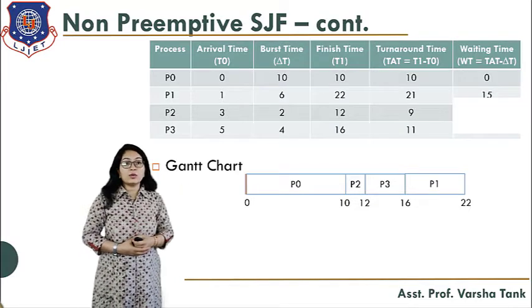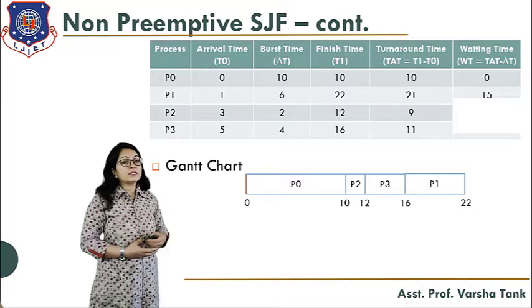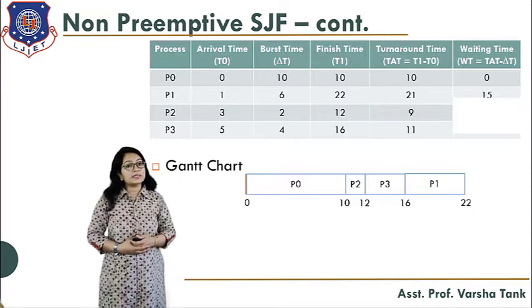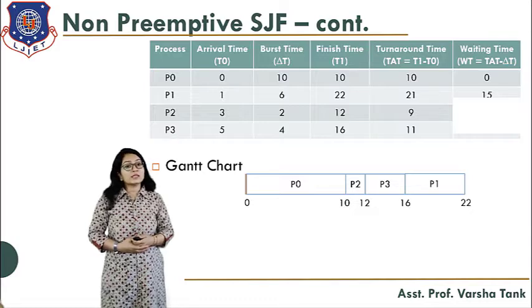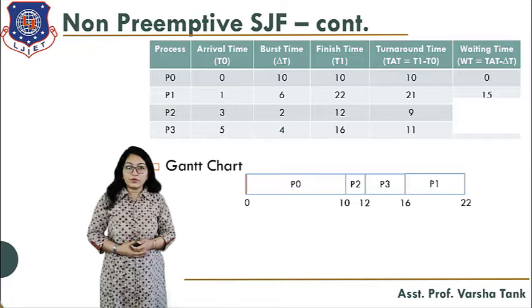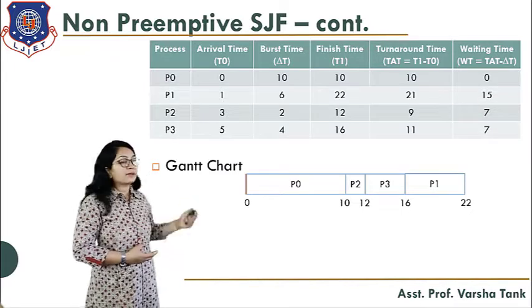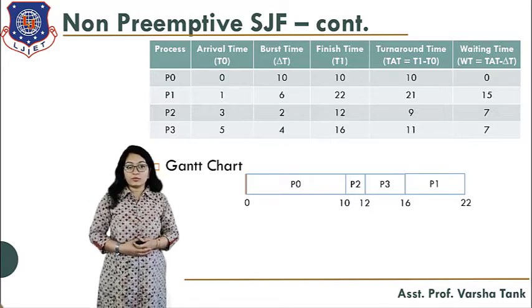Now the same way for process P1. What is the turnaround time? It is 21. Now what is its burst time? It is 6. So you have to subtract this 6 from the 21, and you will get the answer 15. Like this way you will get the answer 7 and 7 for the P2 and P3 processes.